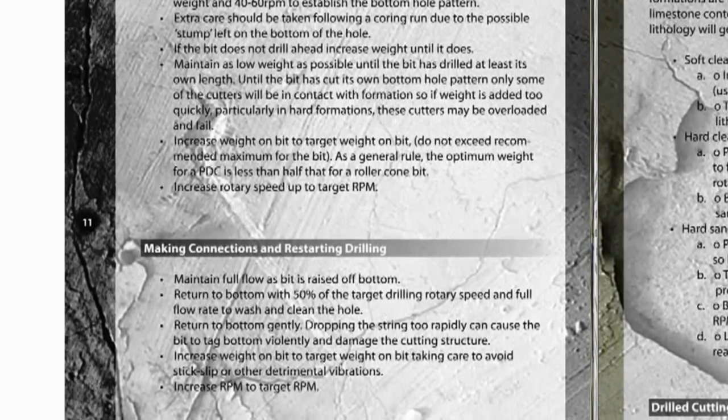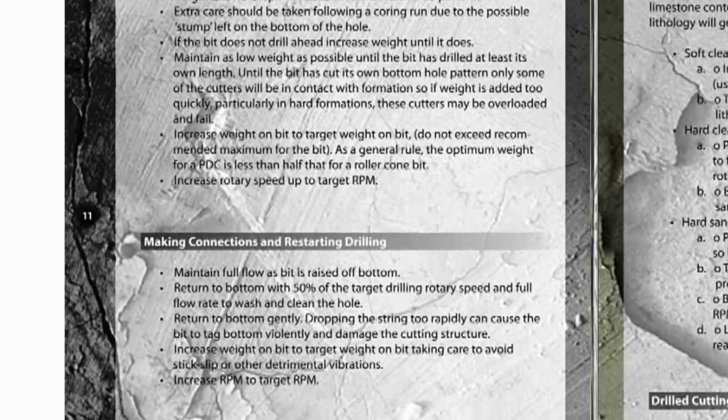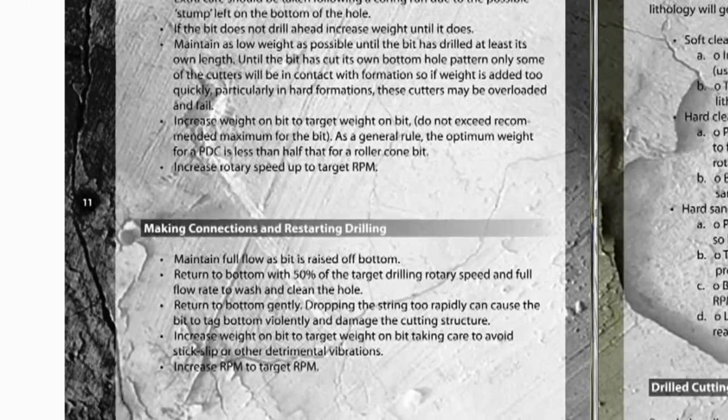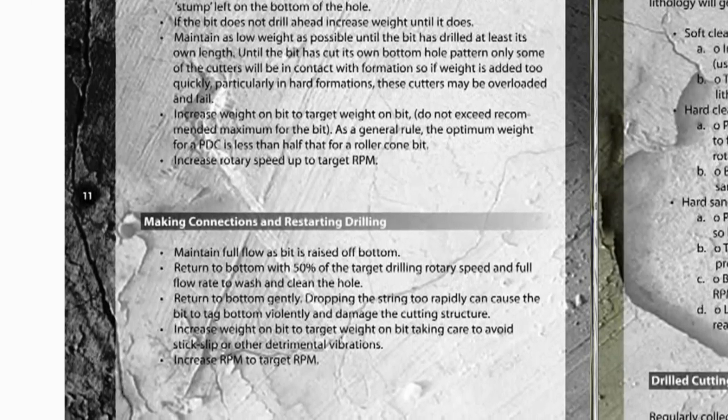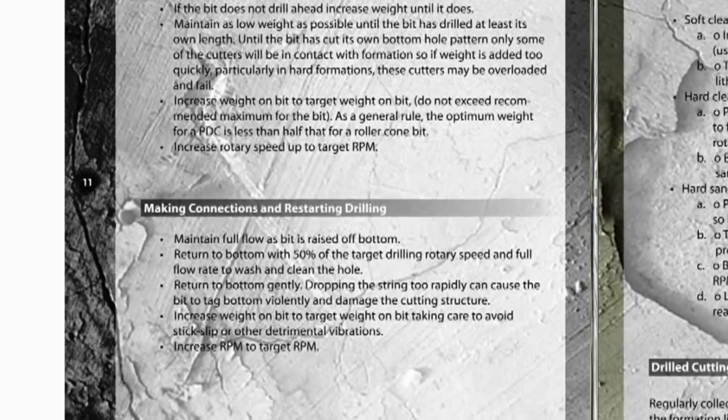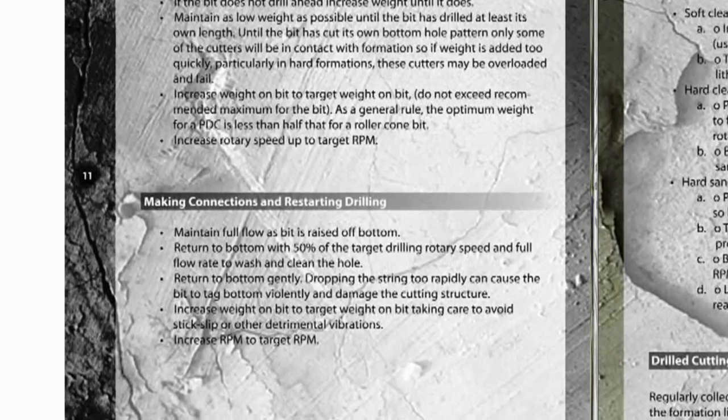Increase weight on bit to target weight on bit. Do not exceed the recommended maximum for the bit. As a general rule, the optimum weight for a PDC is less than half that for a roller cone bit. Increase rotary speed up to target RPM.